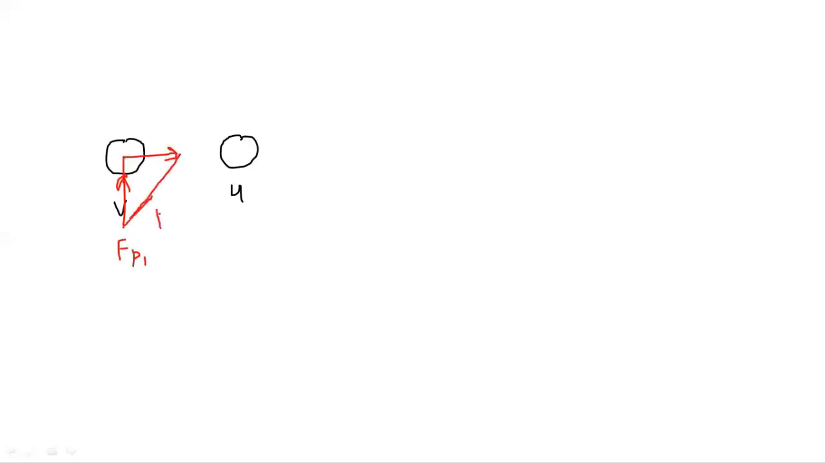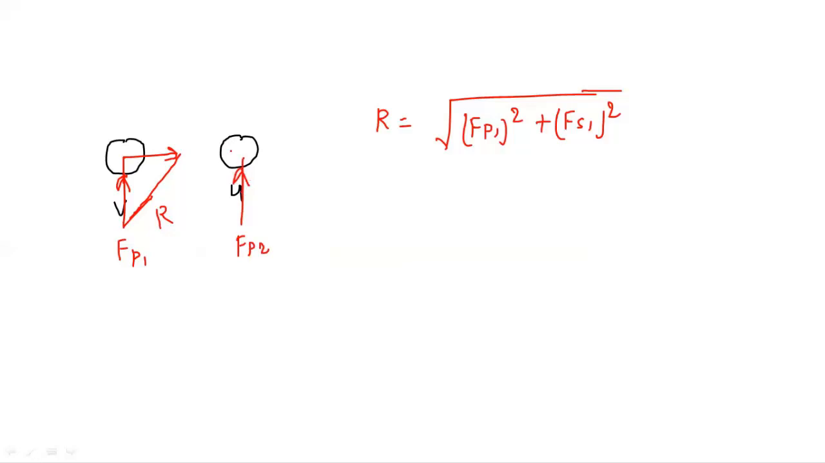Can you calculate their resultant? Yes. So what will be the resultant, my dear friends? It will be Fp1 squared plus Fs1 squared. And this will be the same on this side, because this is Fp2, and this is here. So we will get the same resultant. Resultant will be same, no change.